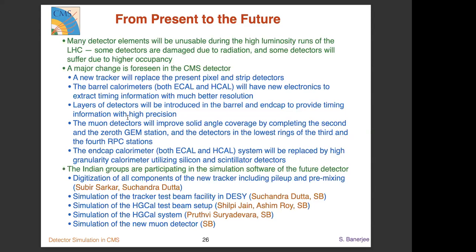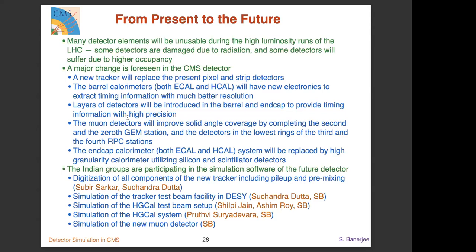The muon detectors will improve the solid angle coverage by completing the second and the 0th GEM station, the so-called G0 and G2, and the detectors in the lowest rings of the 3rd and 4th RPC stations. The endcap calorimeter, both ECAL and HCAL systems, will be replaced by a high granularity calorimeter utilizing silicon and scintillation detectors.